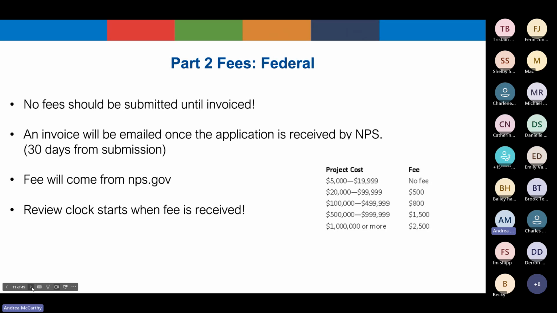Federal fees are also collected. No fee should be submitted until you are invoiced by the National Park Service. The invoice comes approximately 30 days from the date that you submit to our office, and that just reflects the 30 days it takes us to get it to the National Park Service. The fee will come from an email address with an nps.gov extension.